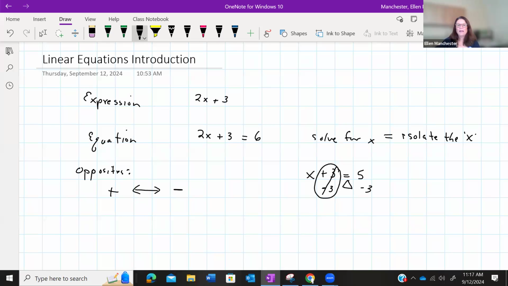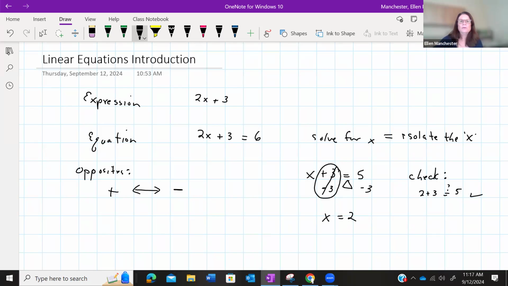So I have the x isolated on one side. 5 minus 3 is 2. Now, how do you check? You guys will get really quick with this. You just plug it back in. What's 2 plus 3? Does that equal 5? If it does, then you've got the right answer. So there's always a way to check it.